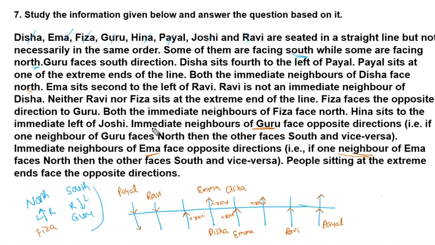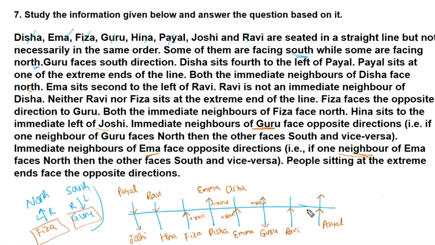We can say Hina sits immediate left of Joshi. So let me put Joshi here. Joshi, immediate left, who is present? Hina. So this is towards left of Joshi, right? Then we already know that Guru is facing south and Fiza is facing north. So these are the only two places left. Put Fiza here and put Guru here, and Guru is facing south, we already know.